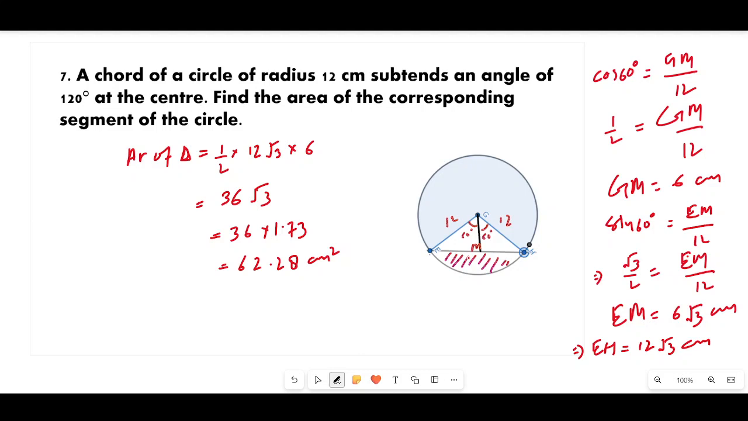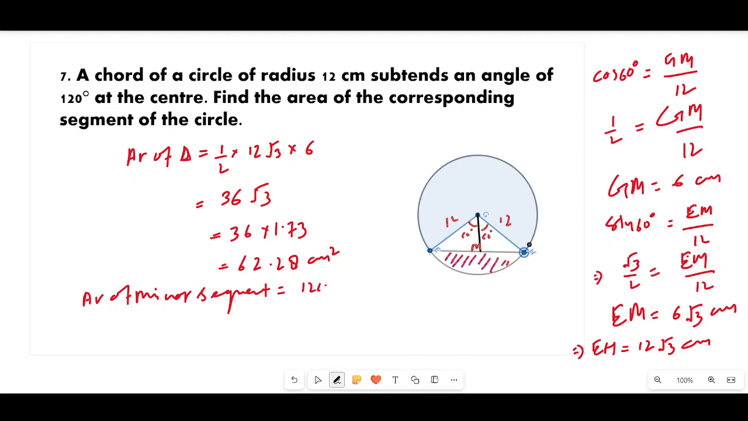Now find the area of the corresponding segment of the circle. So the corresponding segment, this is 120 degree. If we subtract the area of the triangle from the area of the minor sector, then we will be able to find out the area of the minor segment. Clear? So here the area of the minor segment will be the area of the sector, minor sector.